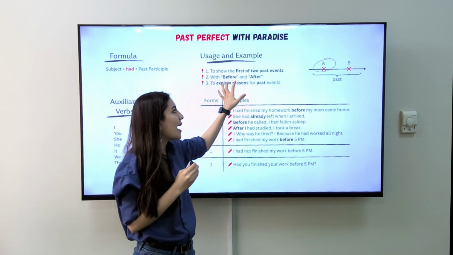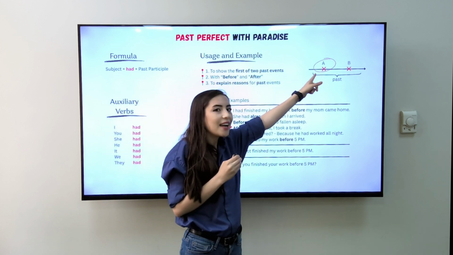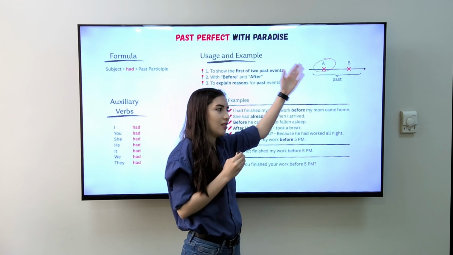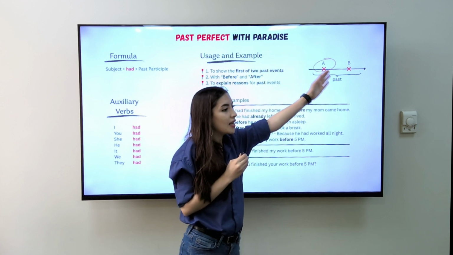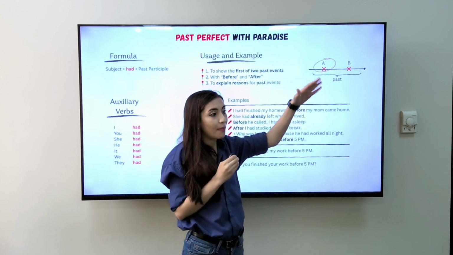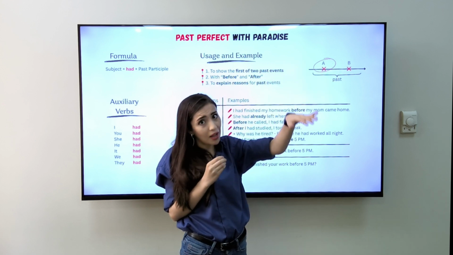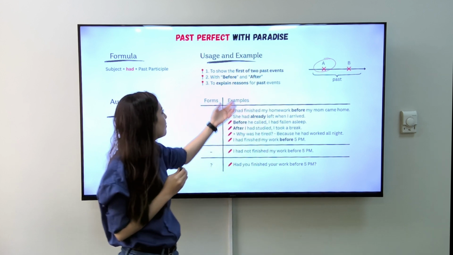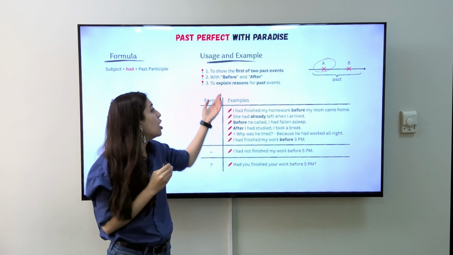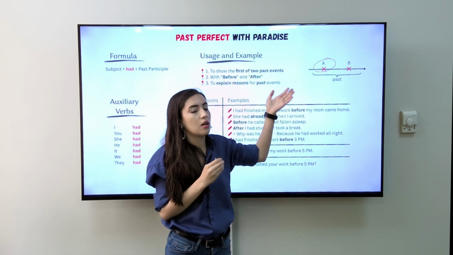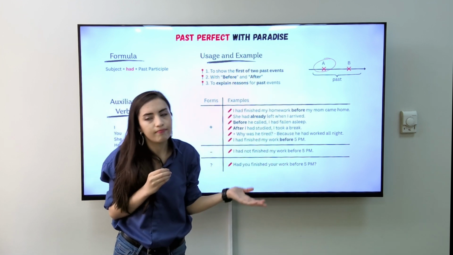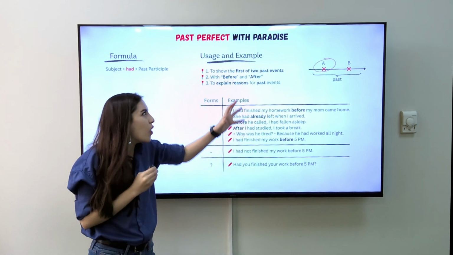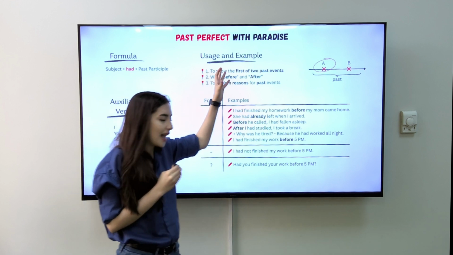When I have before and after, it is referring to the actions. I told you, action number one and action number two. One of them is happening first and the other one would be the following. So before and after. It makes sense, huh? And the third one is to explain reasons for past events. So let's see some examples to see what these categories are exactly talking about.